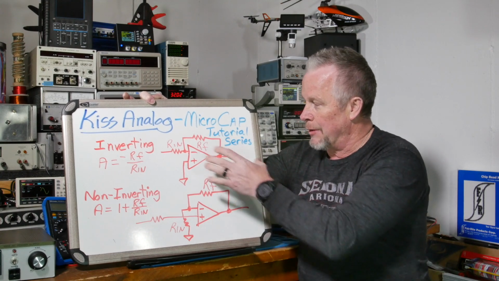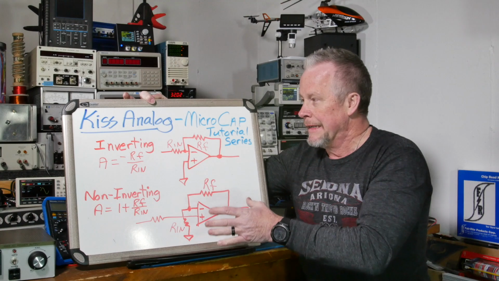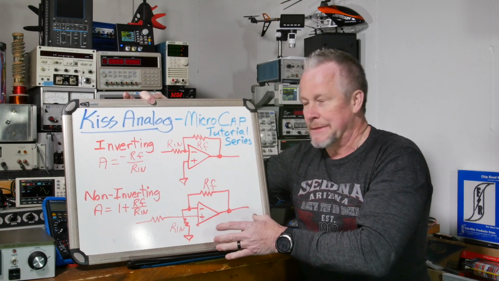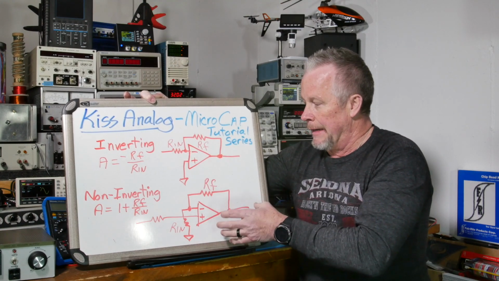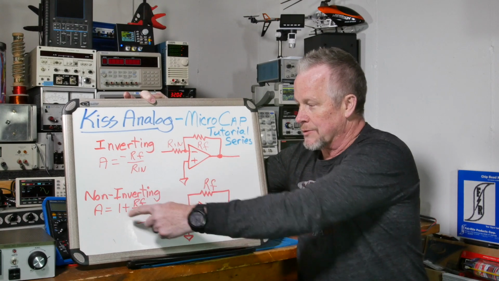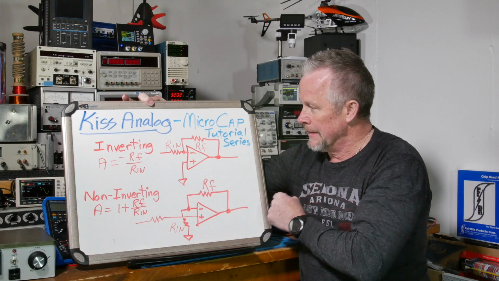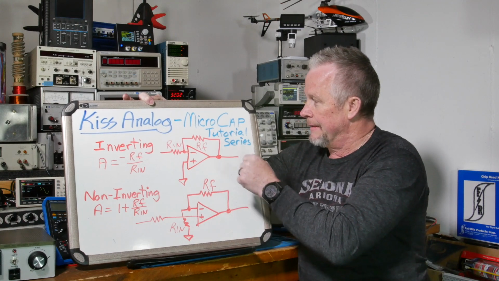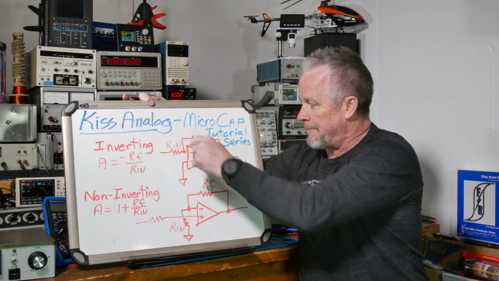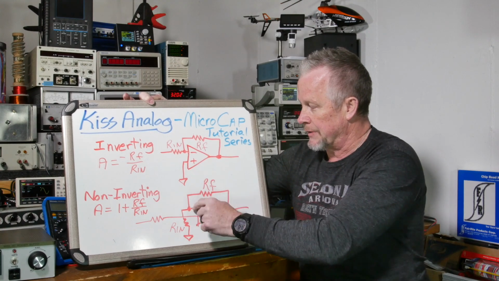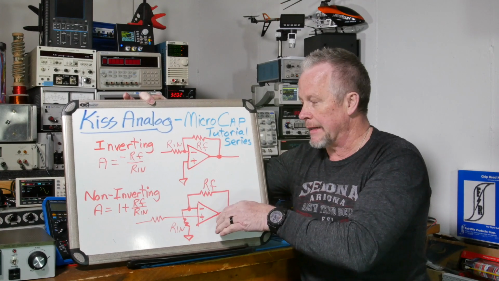I'm going to do another video on OpAmps if you guys want. Let me know, and I can talk more about them and explain why there's a 1 and how this comes about. But for now, let's just say that this is negative feedback in both cases, right? The feedback is going to the negative pin, so it's negative feedback.